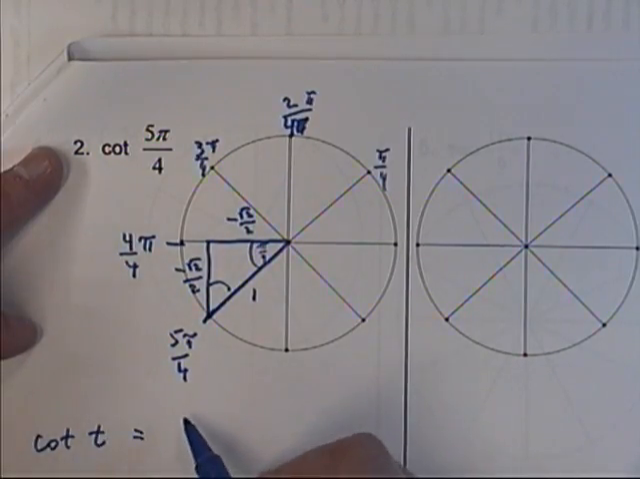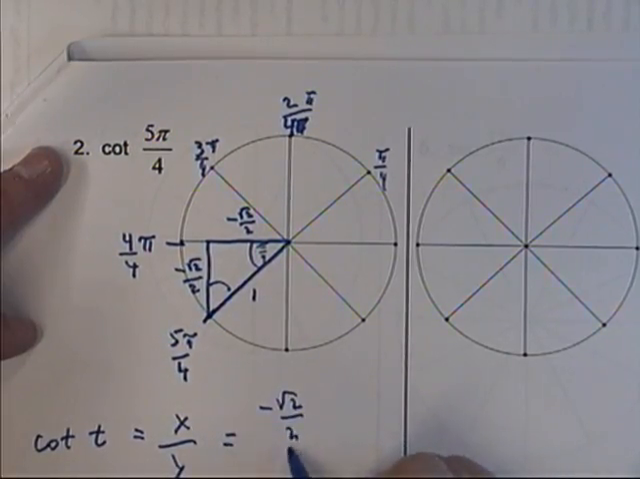Now the cotangent of this angle of 5 pi over 4 is going to be the x value divided by the y value. So that's negative square root of 2 over 2 divided by negative square root of 2 over 2, which is just 1.